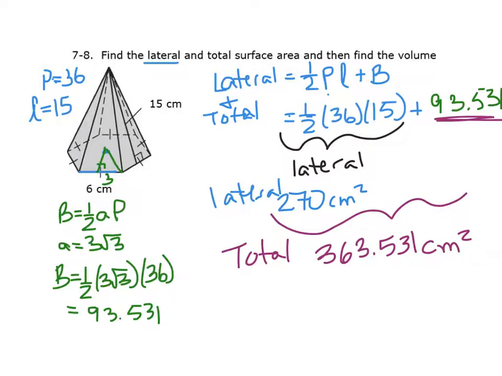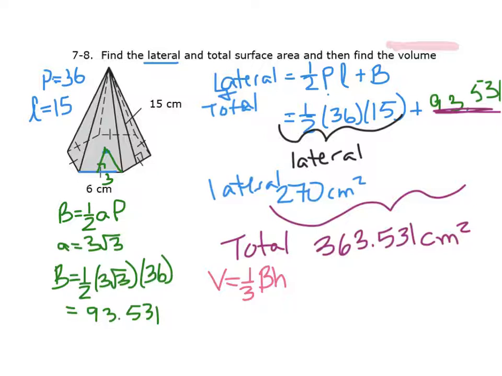The last part that we're asked to find is the volume. Our volume is going to be 1/3 the area of the base times height. We already have all these values. So volume is going to be 1/3 area of the base, and then multiplied by the height. Oh, we don't have the height. We've got to find the height.